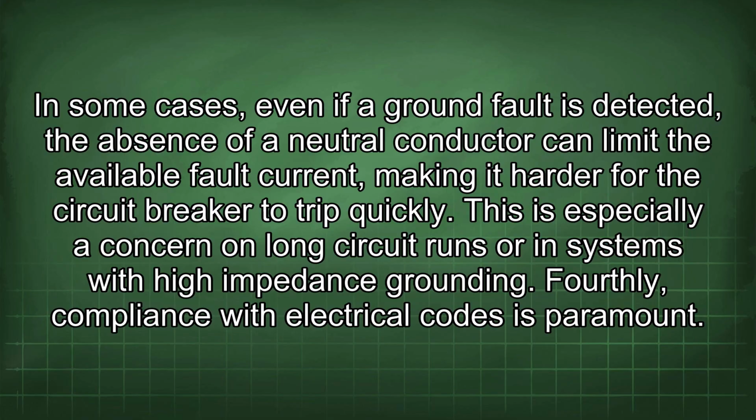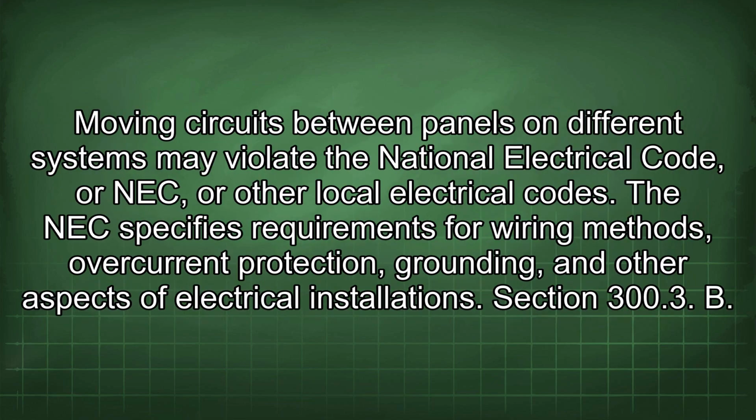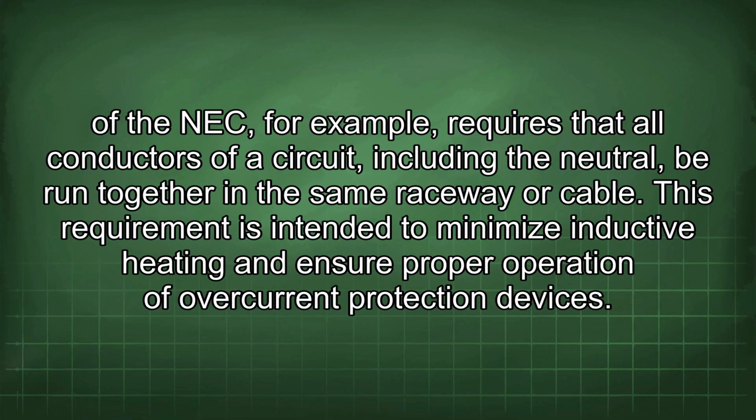Fourthly, compliance with electrical codes is paramount. Moving circuits between panels on different systems may violate the National Electrical Code, or NEC, or other local electrical codes. The NEC specifies requirements for wiring methods, overcurrent protection, grounding, and other aspects of electrical installations. Section 300.3(B) of the NEC, for example, requires that all conductors of a circuit, including the neutral, be run together in the same raceway or cable. This requirement is intended to minimize inductive heating and ensure proper operation of overcurrent protection devices.